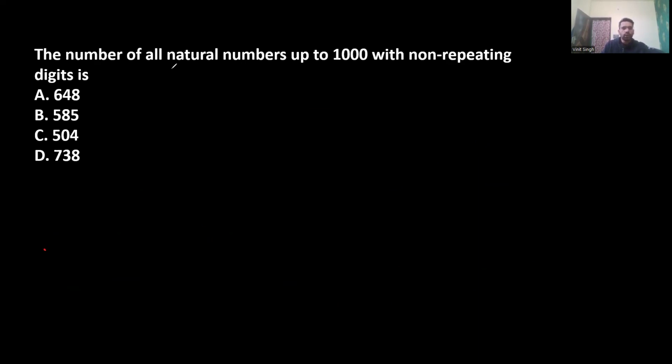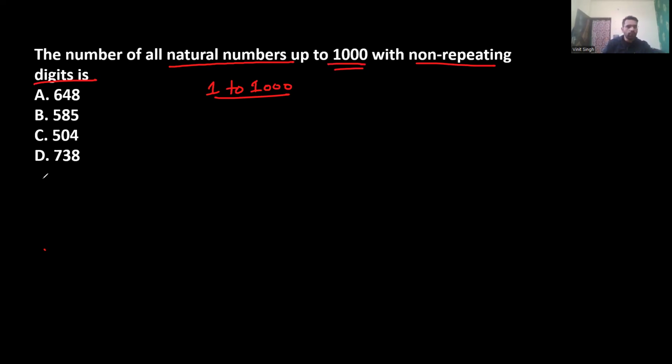The number of all natural numbers up to 1000 with non-repeating digits is. Now we have to find how many numbers from 1 to 1000 have non-repeating digits. Natural numbers 1 to 1000, where all the digits are different. It means we select numbers like 2, 3, 2, 4, 2, 5, not 2, 2, 3, 3. Repeating of the digits is not allowed.